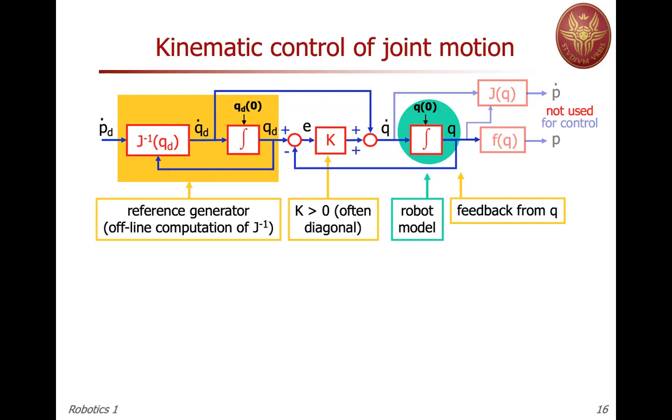Here you see some shaded blocks toward the end, the F of Q and the J of Q again. These are the direct kinematics and the differential kinematics evaluated with the actual value of Q. So you can always compute the direct kinematics once the robot starts moving, and also the actual velocity. But in this scheme, this is not used for control, because the only thing that you use for control is the actual measurement of the joint configuration Q. Okay, so this is the scheme.